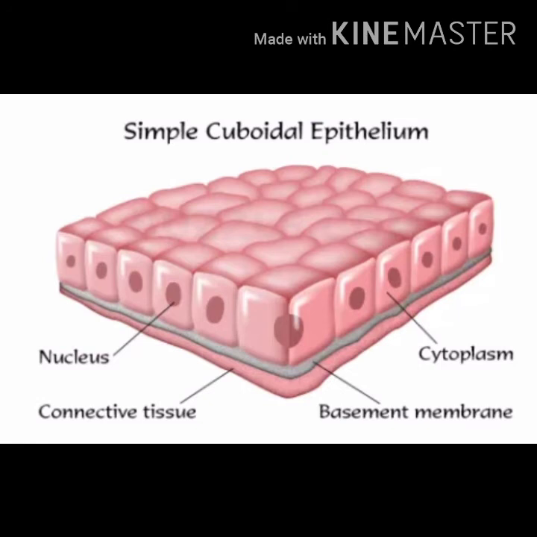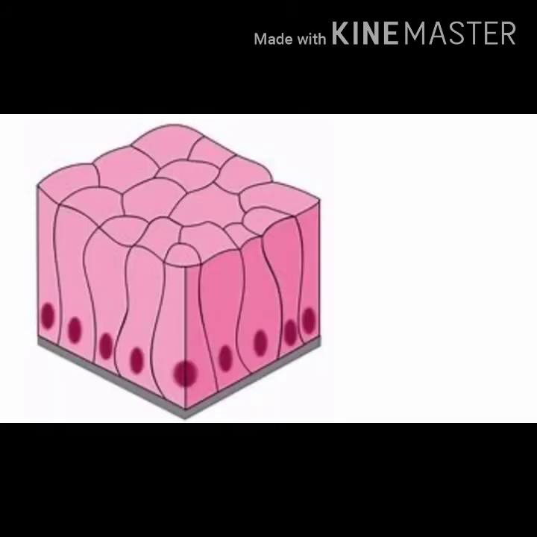The main function of this is secretion. Secretion means production of needed substances. Excretion is the removal of waste. And absorption. Absorption means the taking in of needed materials. Okay. Then the third type of epithelium is the columnar epithelium.